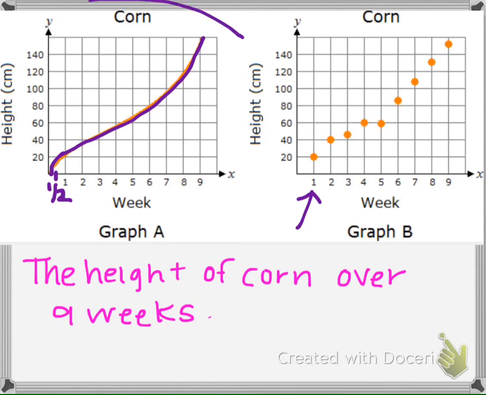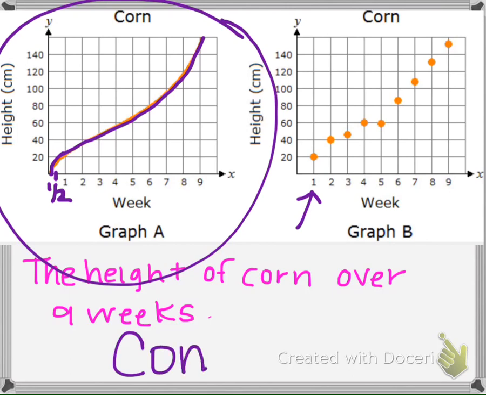So the correct graph would be graph A because we want to show all the data in between 1 week and 2 weeks and 3 weeks. So this is continuous. Because again, the corn continues to grow in between the whole number of weeks.